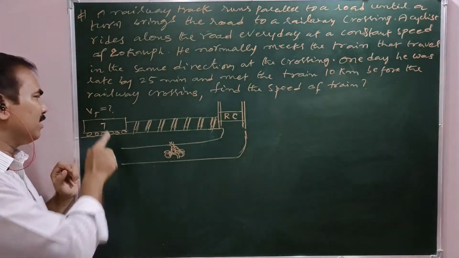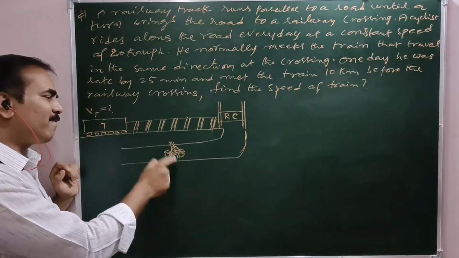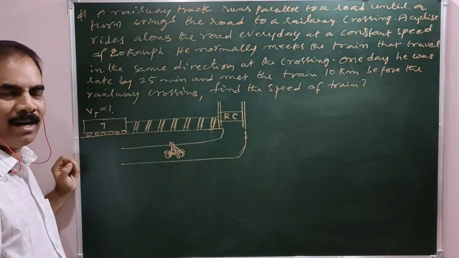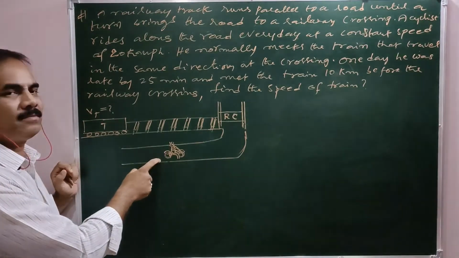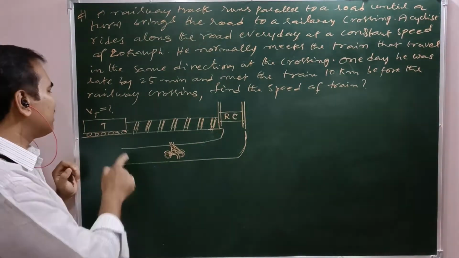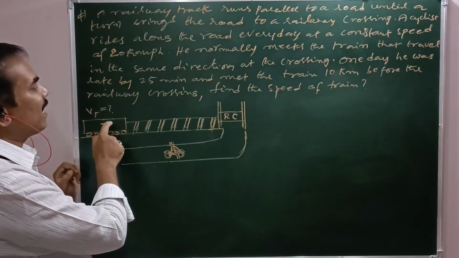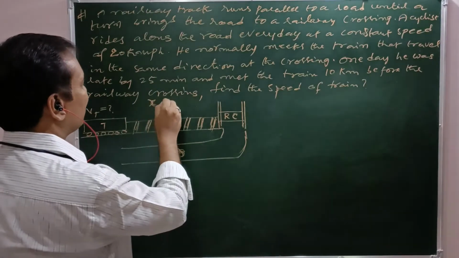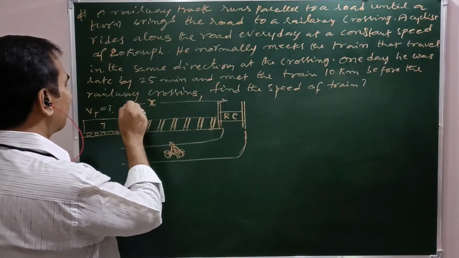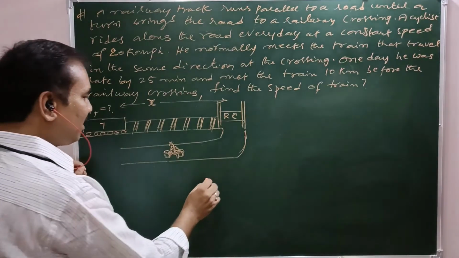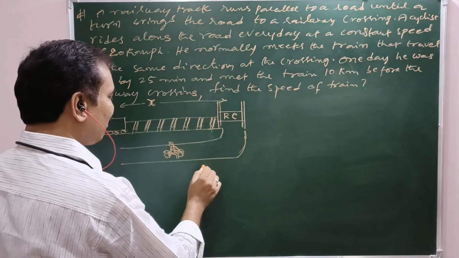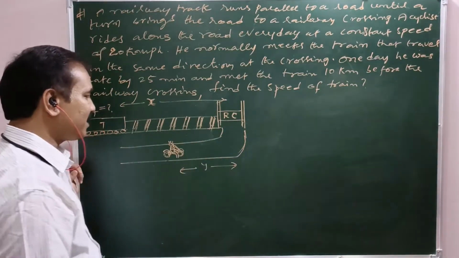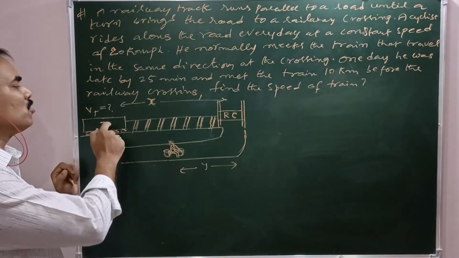So Vt is unknown. The velocity of the cyclist is fixed, the velocity of the train is fixed, and their starting positions are also fixed. Now what is the distance of the train from the railway crossing? Let x be the distance of the train from the railway crossing. Let y be the distance of the cyclist from the railway crossing, from their initial positions.